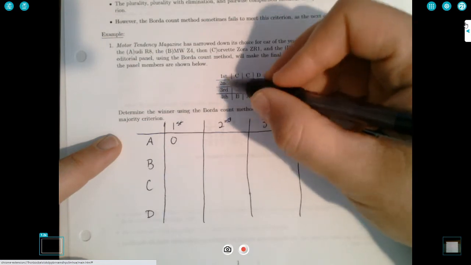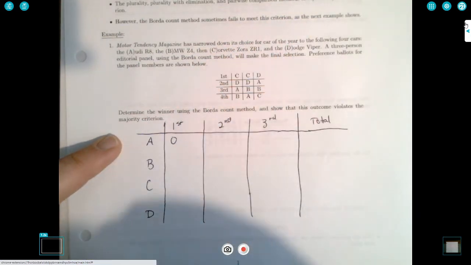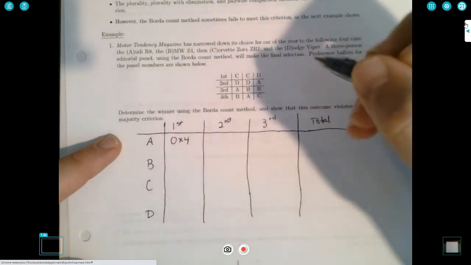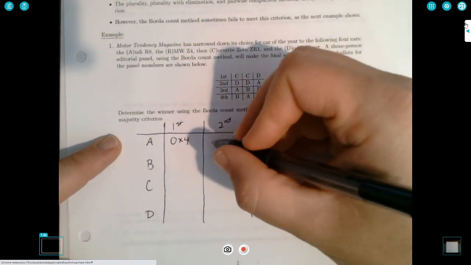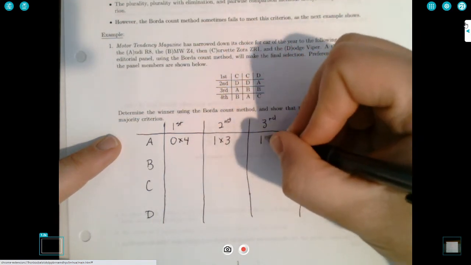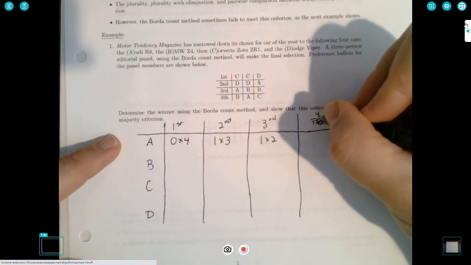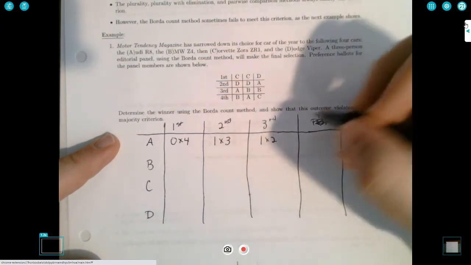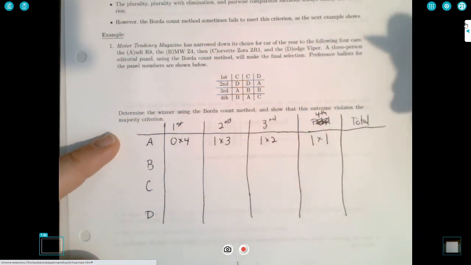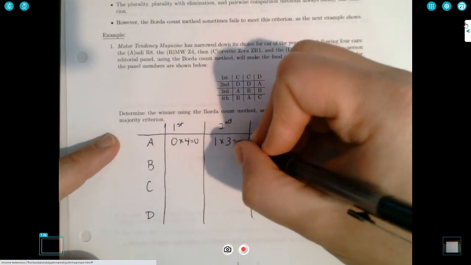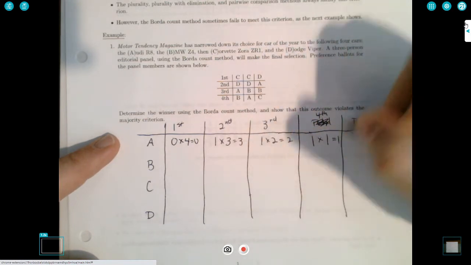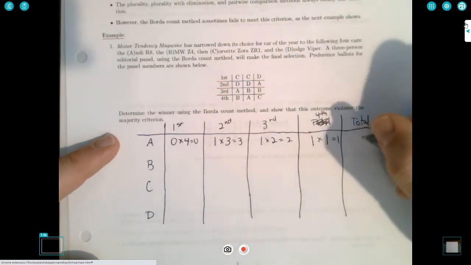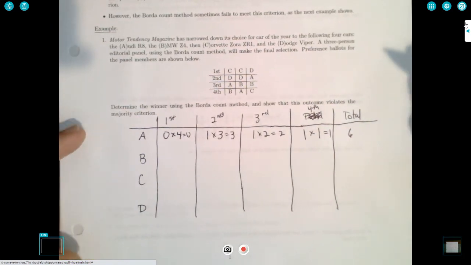First place, since there are 4 cars in the race, is worth 4 points. It was ranked second place once. Second place is worth 3 points. It was ranked third place once. Third place is worth 2 points. And I need another column, don't I? Fourth place, and then we'll do total. It was ranked fourth place once, and that's worth 1 point. Oh, so this comes out to 0, 3, 2, 1. So that's 6. So the Audi got 6 points in total.